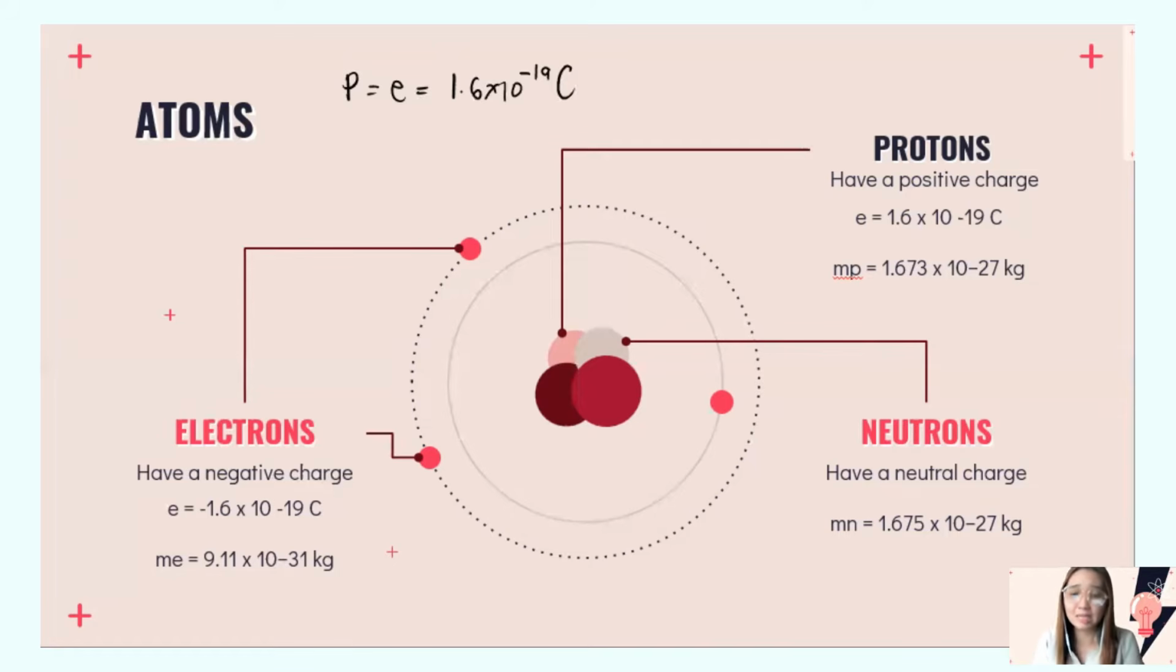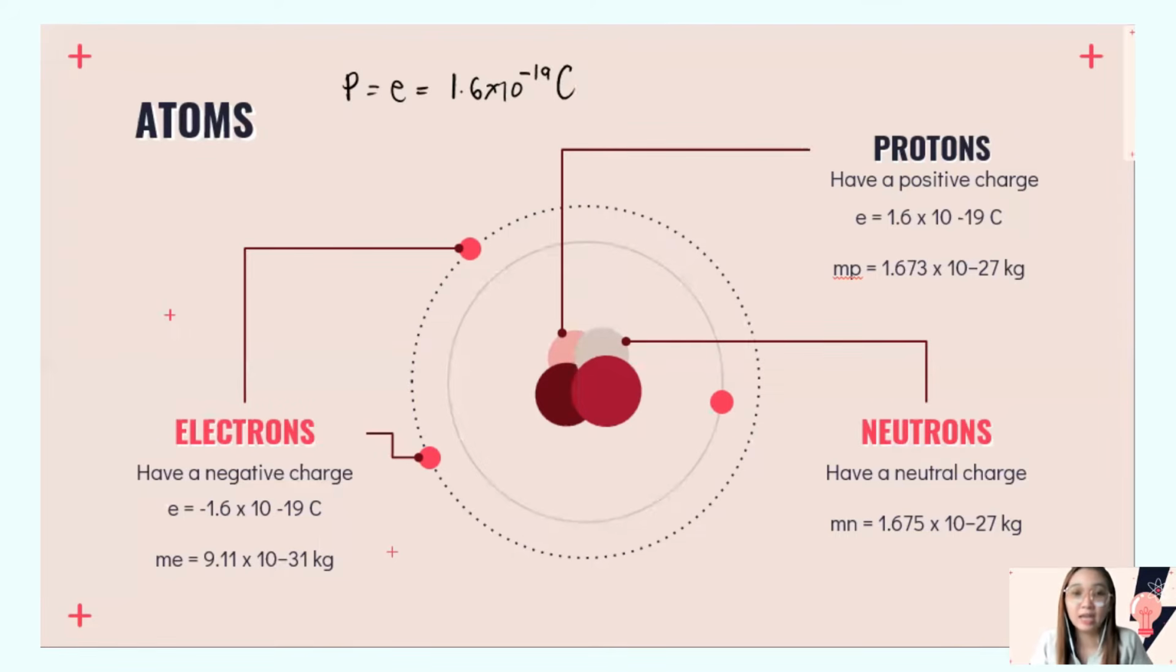So, same lang sila ng value, same lang sila ng magnitude, iba lang po yung sign nila. Next, the mass of an electron is equal to 9.11 times 10 raised to negative 31 kilograms. Compared to protons and neutrons, electrons weigh much smaller than these two. That's why electrons can be found on the outermost shell or the valence shell of an atom.